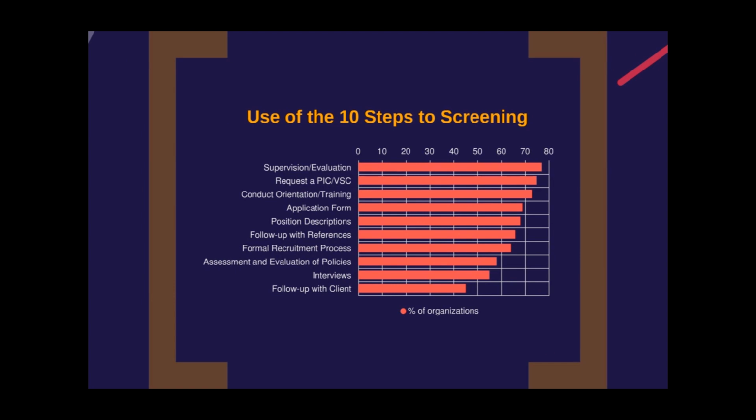Here are some of the more interesting stats we came across in our research, aka some food for thought. More than 70% of organizations are conducting some sort of training and evaluation within their current screening process. These organizations also include a police information check or vulnerable sector check when applicable. However, less than half of participating organizations are following up with their clients on the services provided by the volunteers. This is a huge opportunity you could take advantage of.